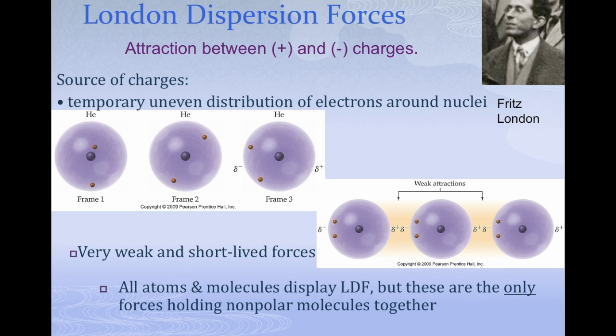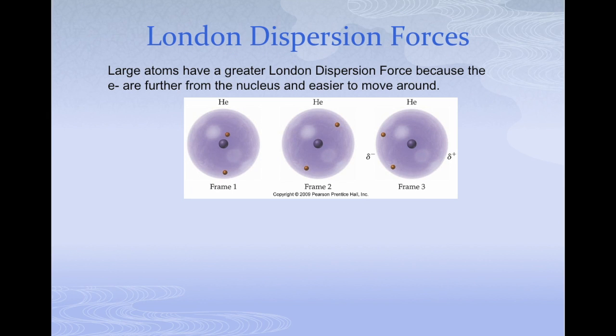In fact, all atoms and molecules have a London dispersion force. But they play a relatively small role compared to dipole-dipole, ion-dipole, and hydrogen bonds. However, in nonpolar molecules, these are the only forces holding the molecules together. London dispersion forces are one of these properties that depends on the size of the atom. Larger atoms tend to have a greater London dispersion force because the electrons are further from the nucleus, and since they don't feel the pull of the nucleus so much, they can rearrange themselves more easily.